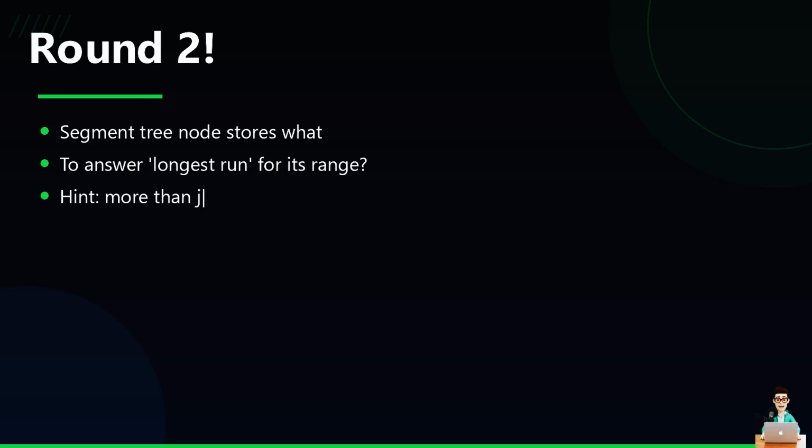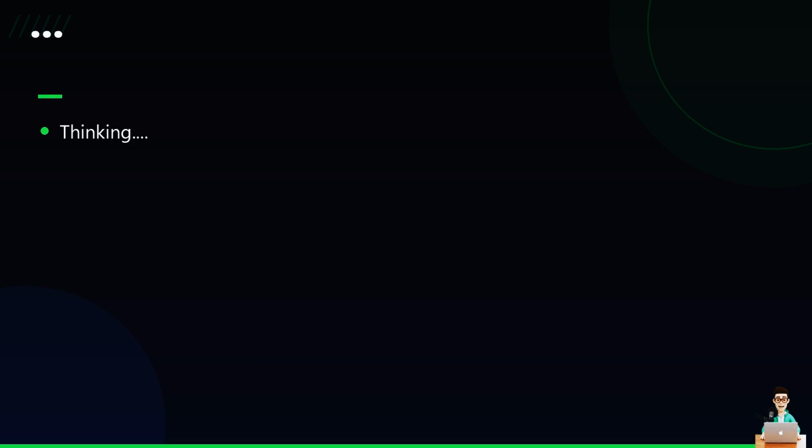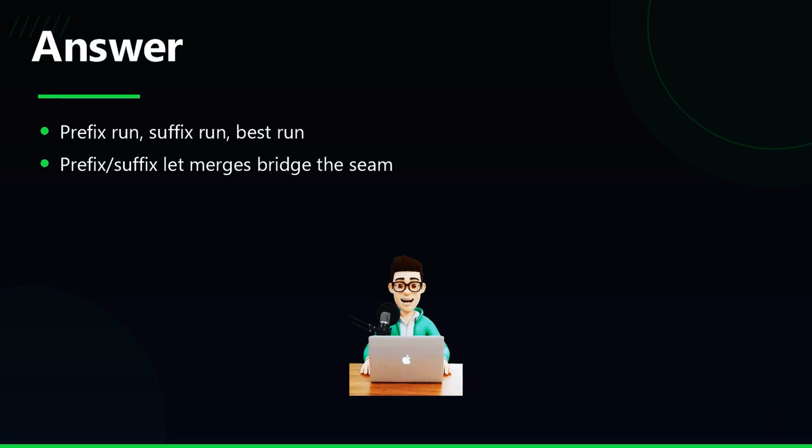Second one. When we merge two child ranges in the segment tree, what 3 pieces of info does each node need to store? Give it a guess. Think about what happens right at the seam between two ranges. Each node keeps a prefix run, a suffix run, and the best run inside it. The prefix and suffix are what let a merge catch a run crossing the seam.